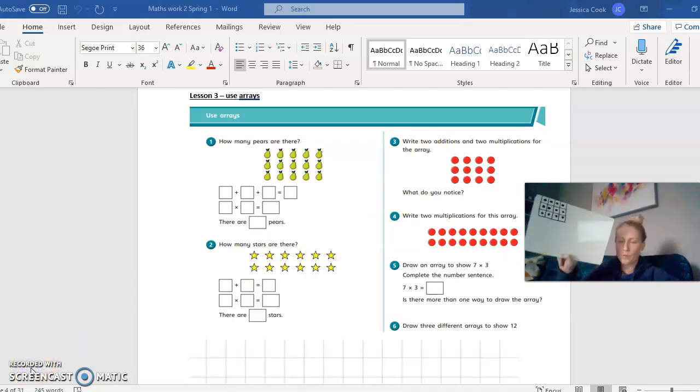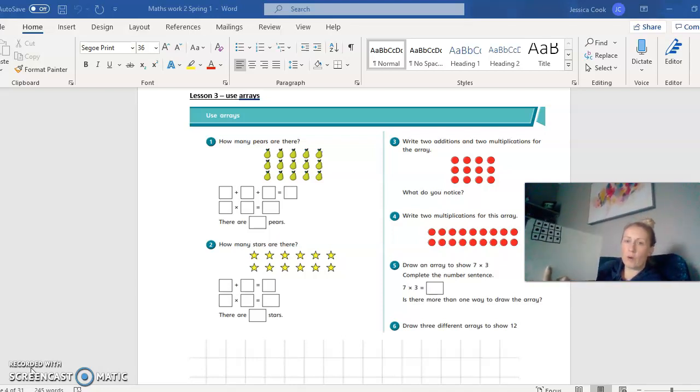So the first thing I've done for this question 3 is I've put a little grid around it, okay? Because that's going to help me. It makes it a little bit clearer for me when I'm counting this. Okay, so our question 3 wants us to write 2 additions and 2 multiplications. So we know that our addition symbol is this, and we're adding them all together. And our multiplication symbol is this, which means we are grouping them together. And we are saying how many lots of them we have. We're adding them and we're multiplying them, okay?